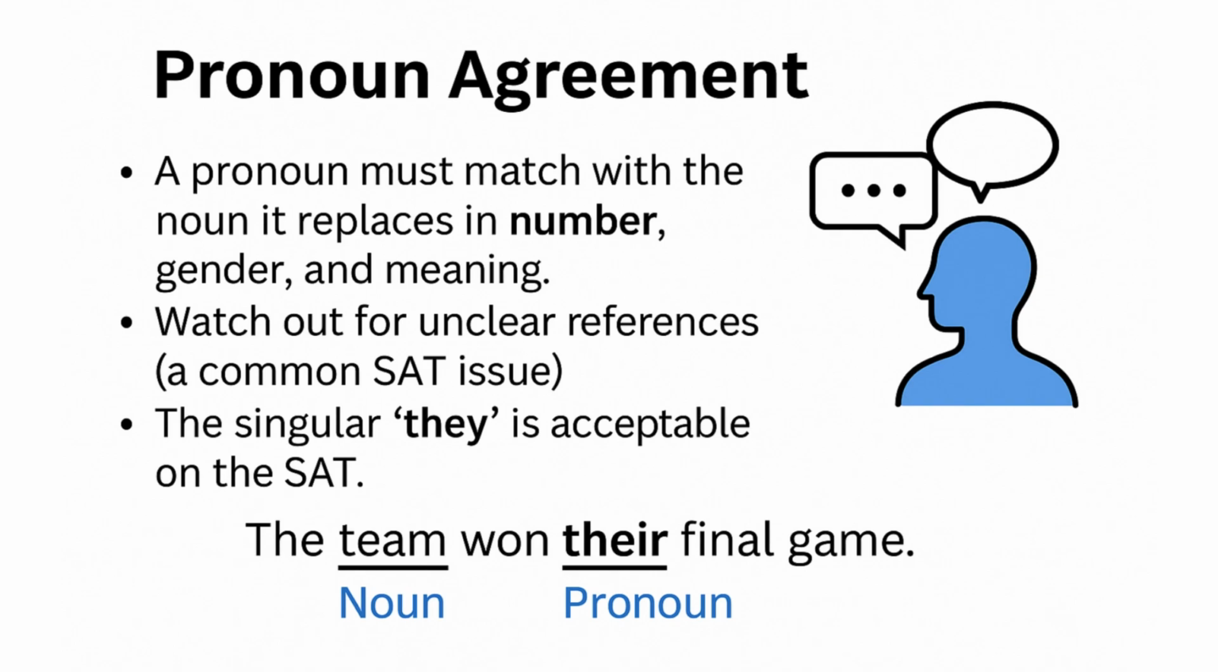If the noun is plural, the pronoun must also be plural. One of the biggest SAT issues is unclear pronoun reference. This happens when it's not obvious which noun the pronoun refers to. For example, in a sentence with multiple nouns, the pronoun they or it may create confusion.